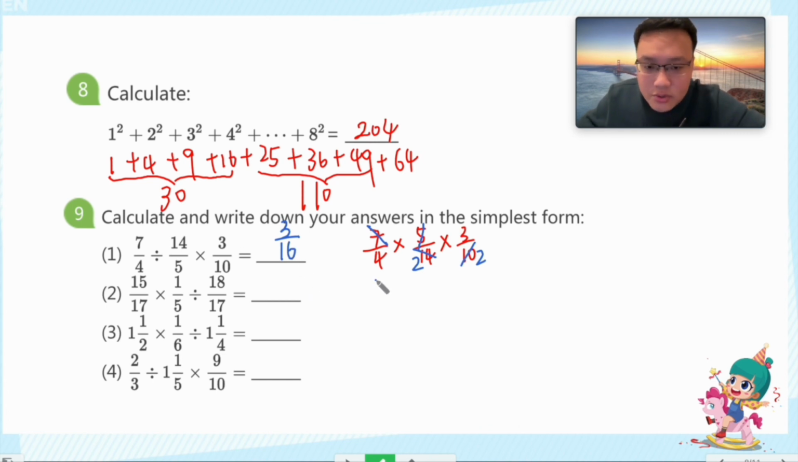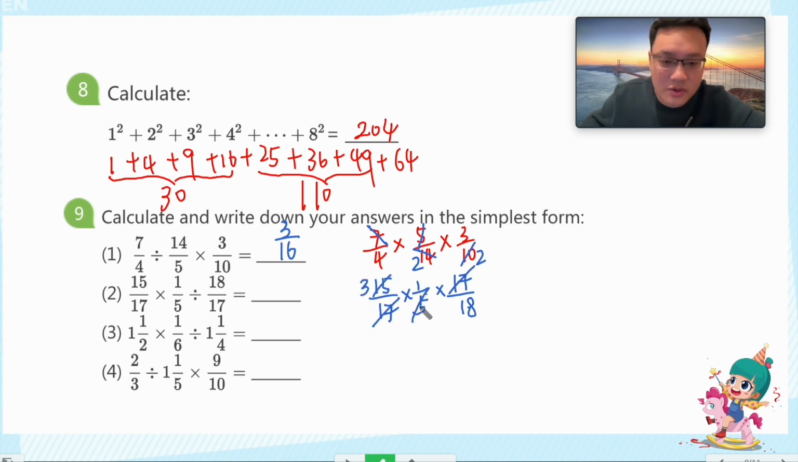And question number 2, 15 over 17 times 1/5, divided by this number, times the reciprocal, which is 17 over 18. And now let's do the simplification. 17 and 17 cancel out, 5 and 15 cancel out together, 3 at the numerator. And also 3 and 18 cancel out together, 6. And that is just 1/6.